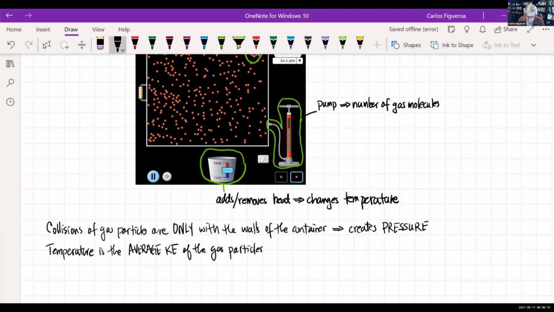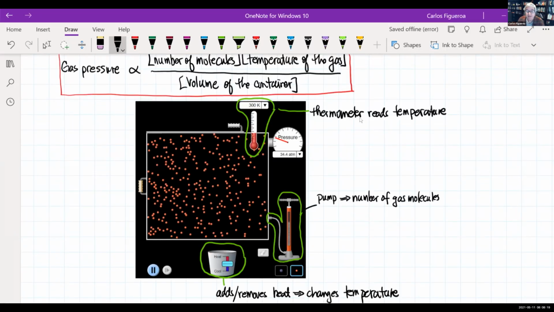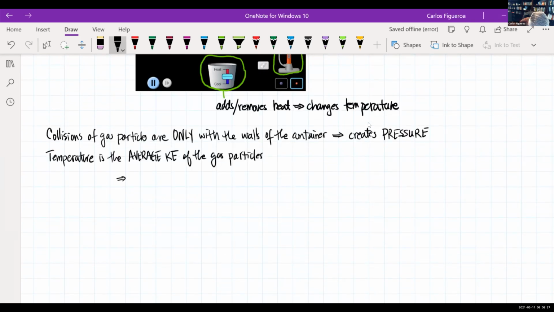So we've talked about a couple of things. Let me find my mouse again. So we've talked about the thermometer. So the thermometer measures the average kinetic energy of the particles. So in other words, we could say here that if we have a lower kinetic energy, then this implies a lower temperature. If I have a higher kinetic energy, then I have a higher temperature.